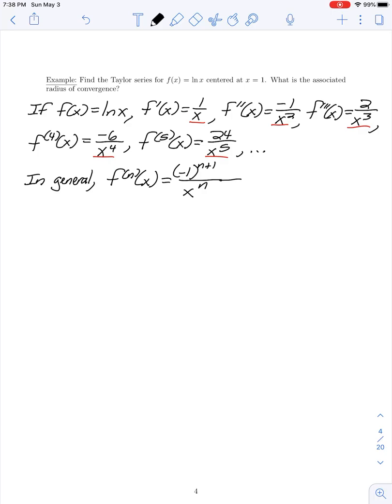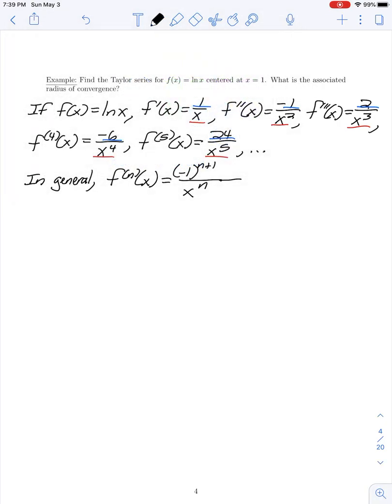And the last term that we have to capture is the constant in our numerator. So here for our first derivative, we had 1. For the second derivative, we had 1. For the third derivative, we had 2. For our fourth derivative, we had 6, or 3 times 2. For the fifth derivative, we had 24, which is 4 times 3 times 2.